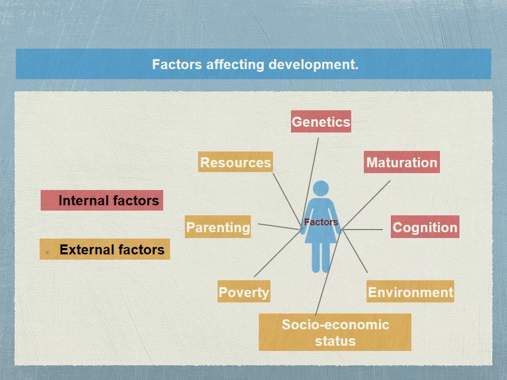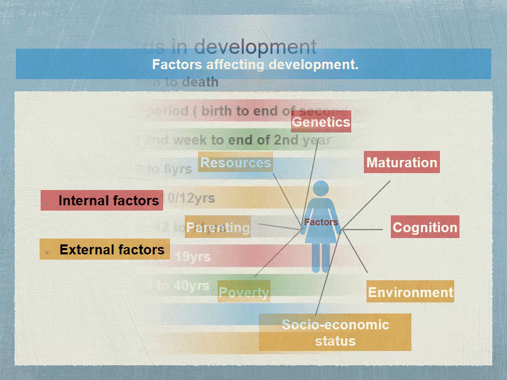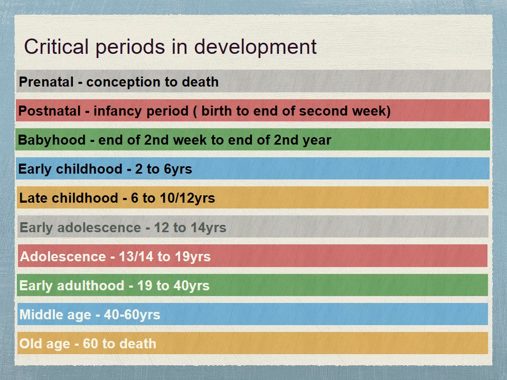And now, factors affecting development. So, basically, these factors are divided into internal factors and external factors. Internal factors include genetics, heredity, physical maturation, physical strength, appearance, cognition, whereas the external factors include environment, socioeconomic status, parenting, resources, poverty. So, these are the critical periods in a human development, which starts from prenatal and finally, as you all know, it ends at the old age.